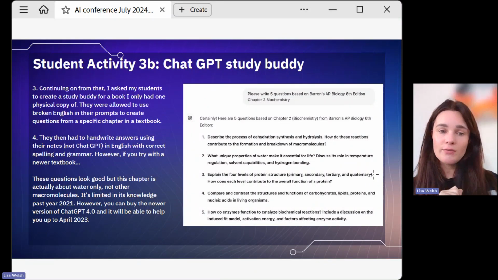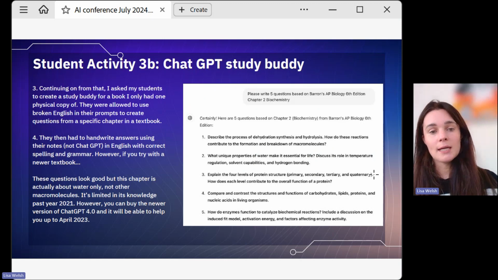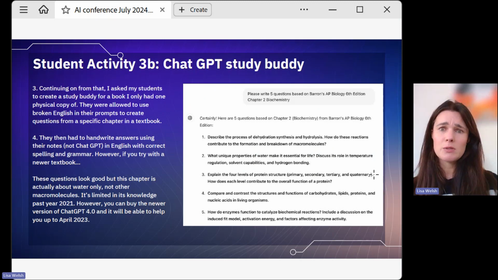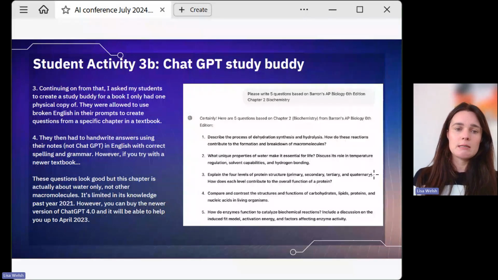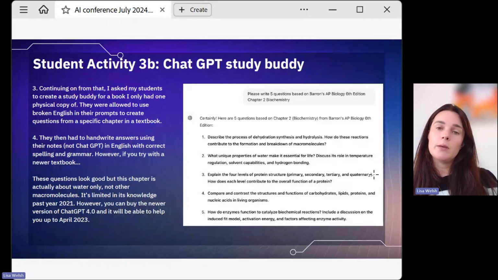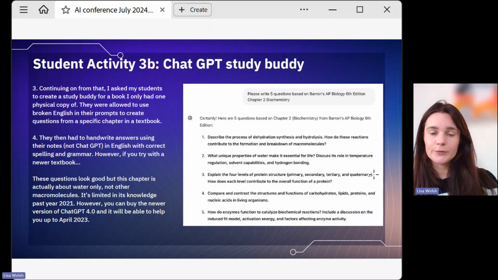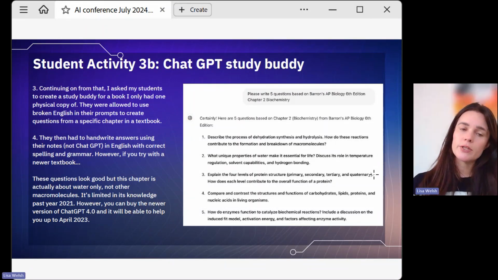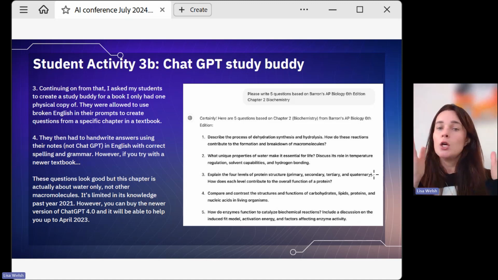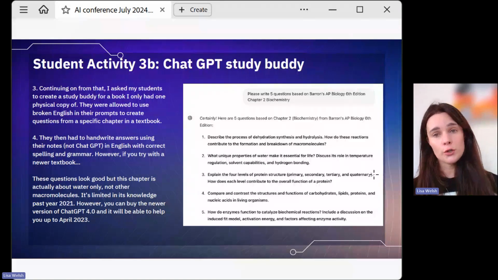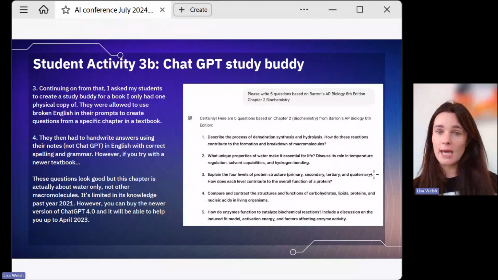However, you can buy the newer version of ChatGPT, which I believe is 4.0, or it was the last time I looked. And it would be able to help you up until April 2023, I believe. So, again, there's the kind of positives to that, there's the negatives to that. You can use this as a fully tech lesson. You can use this as no tech at all, and it can just be helpful to you.